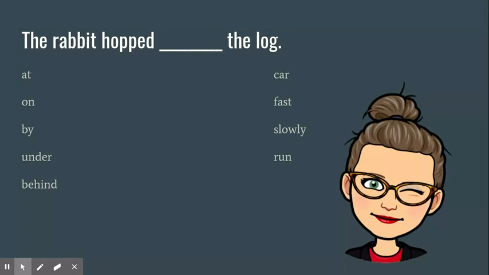But what if I were to say the rabbit hopped car the log? That makes no sense. Or the rabbit hopped fast the log. Still makes no sense. The rabbit hopped slowly the log? Again, it doesn't make sense. What about the rabbit hopped run the log? Nope. Now you try it. Try to find at least 2 words other than the words listed that work in the sentence. If the word works, it's a preposition.